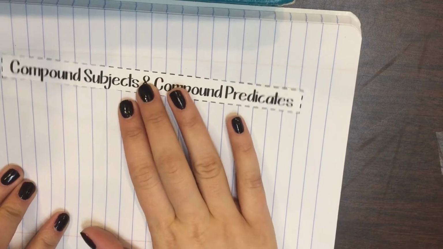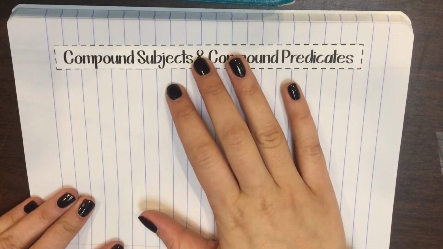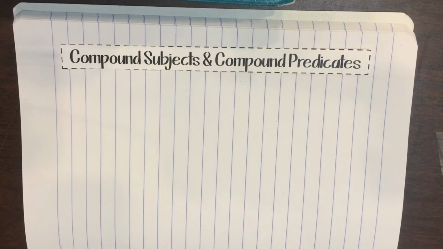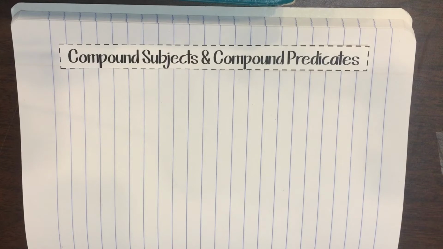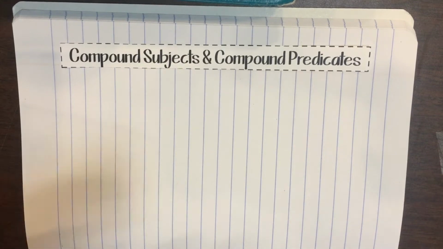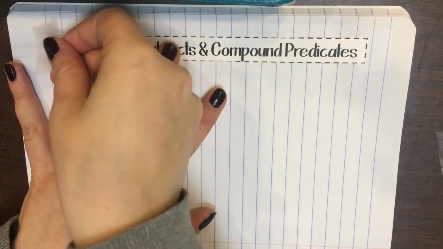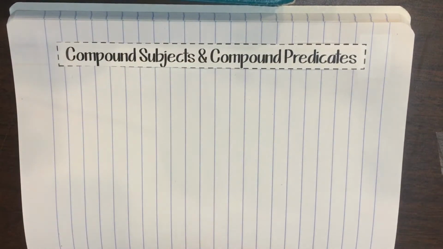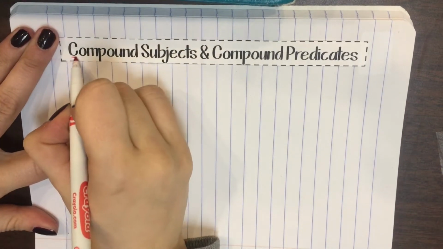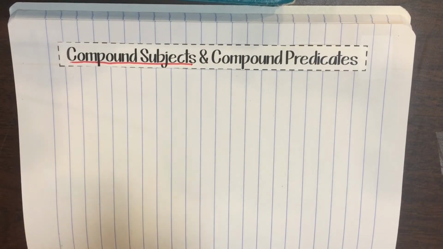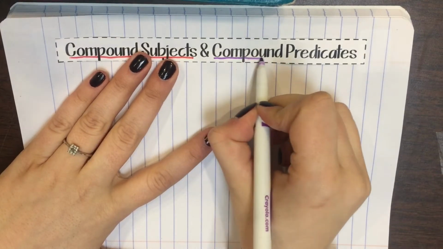So our heading is this compound subjects and predicates label. You can either glue this in or tape this in. I am just going to tape mine in for efficiency's sake, but feel free to use a glue stick and just glue it on in. And I'm just going to tape the ends because I'm going to need to put some colors on the actual thing. So subjects we have been doing in red, so I'm going to underline compound subjects in red. And I'm going to underline compound predicates in purple, because purple is for predicates.